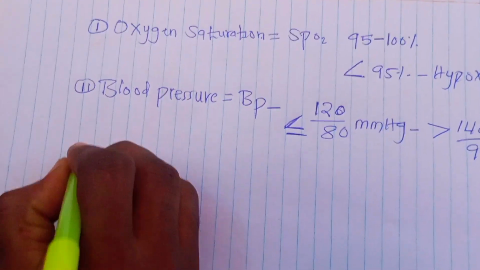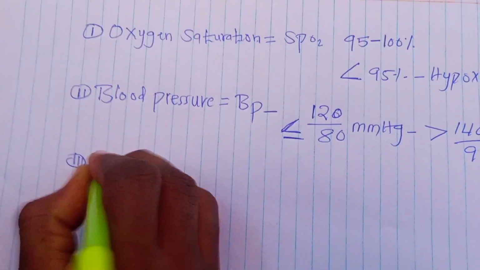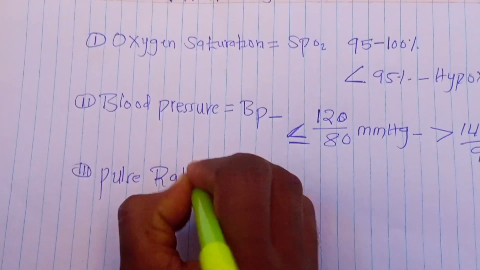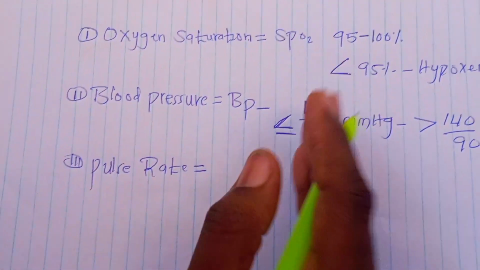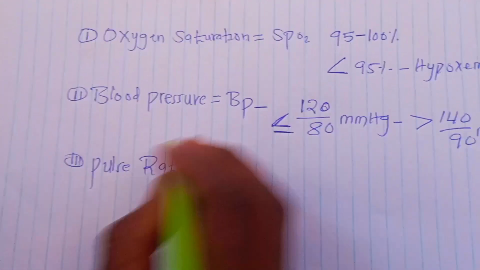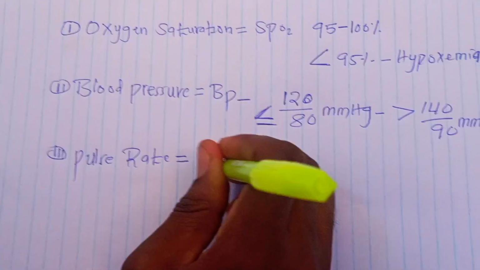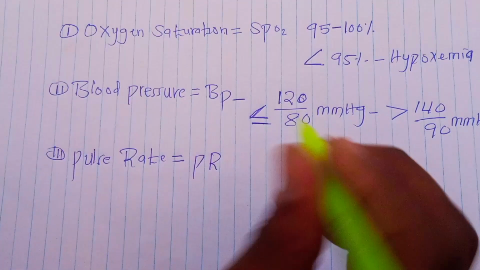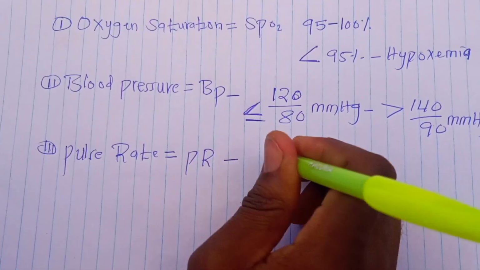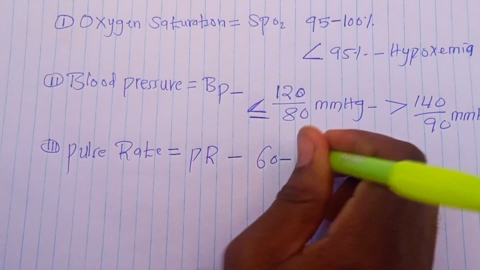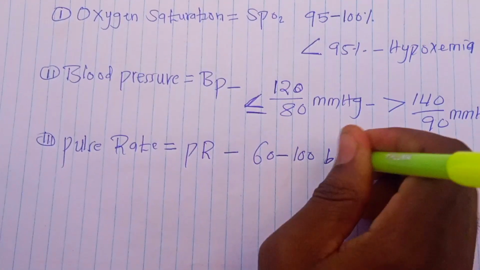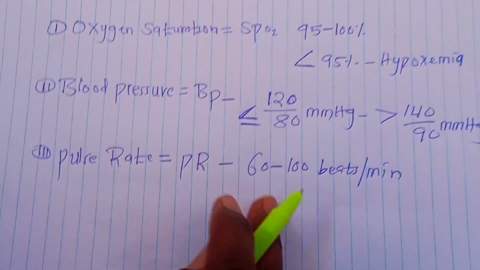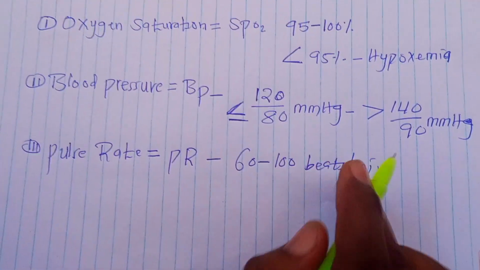The third we have is pulse rate. Pulse rate is the number of times the heart beats per minute. Pulse rate is shortened as PR. A normal pulse rate is from 60 to 100 beats per minute.